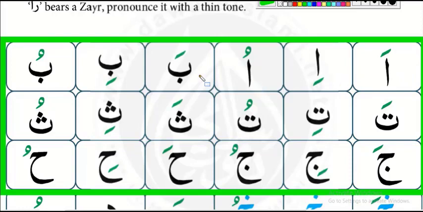So we have to be very careful about the length. So it is a, e, u, and then the next letter, that is ba. So ba fatha ba, then ba kasra bi, ba damma bu. So it is ba, bi, bu.